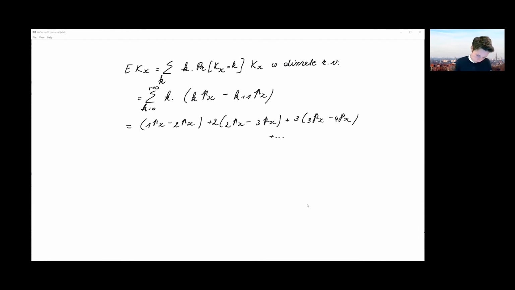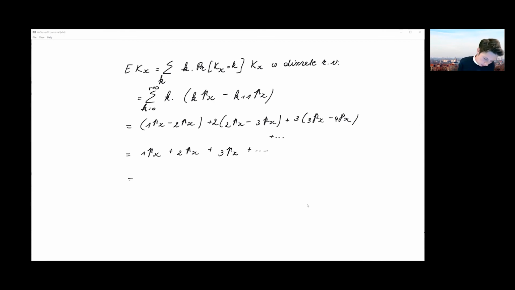So if I work out this expression, what I will see then is that a lot of the terms here are going to drop, and I will be left with 1px, and then I'll get 2px. Where do I get the 2px? Because I've got 2 times 2px minus a 2px over here, and that continues in the same way. So that is, I've got a 3px and so on and so forth.